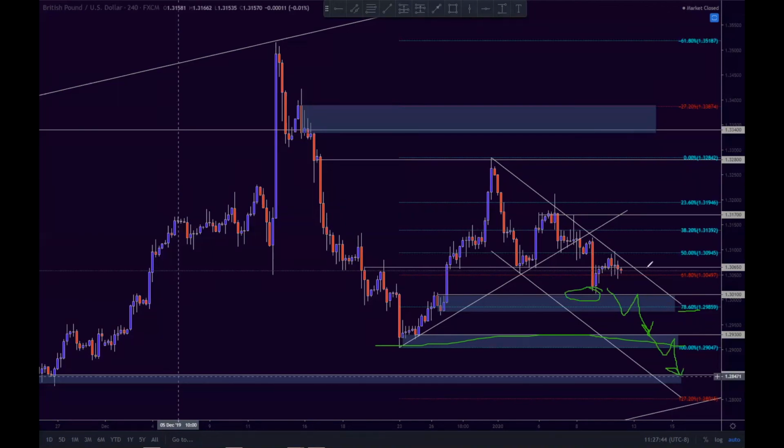If, on the other hand, we break out of this descending channel and close above the 50% retracement level at 1.31, then we might see a continuation to the next level, which is at 1.317. And if we close above it, then the next two targets would be 1.328 and also 1.334.